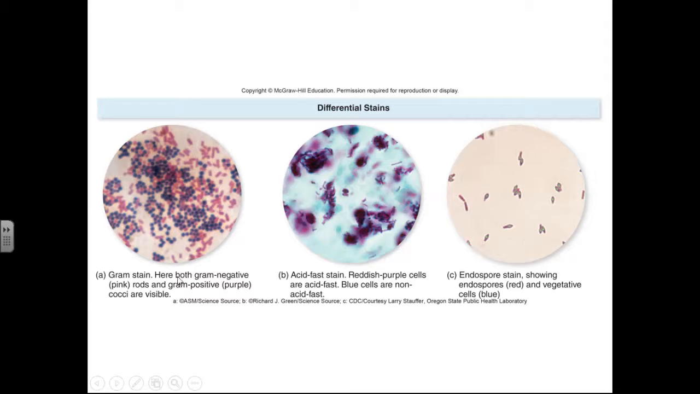So let's skip ahead here. Here is a good example of a gram stain. You can see the nice pink gram-negatives and the dark purple gram-positives. Oof, that is a beautiful gram stain. They almost never appear that beautiful.